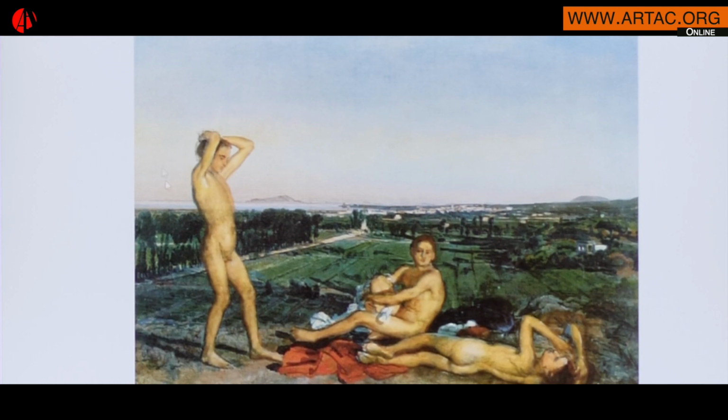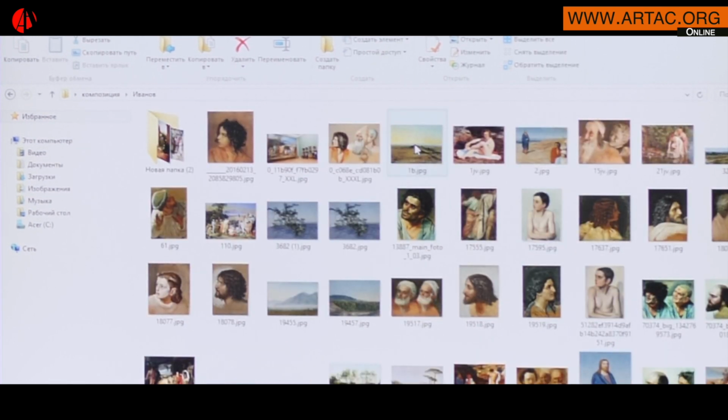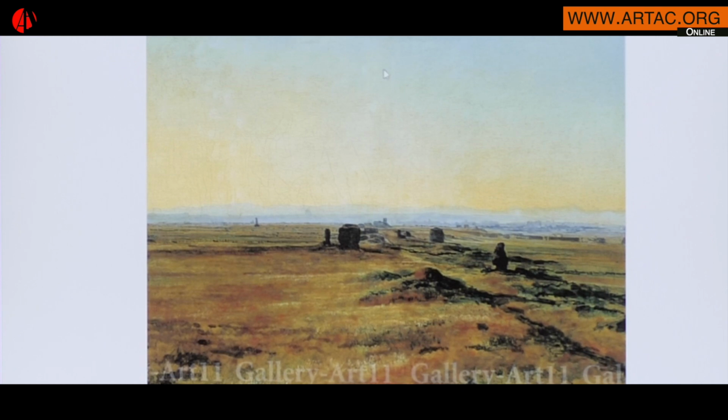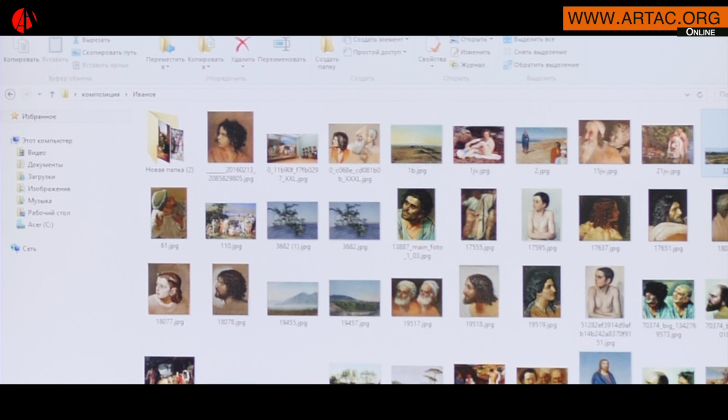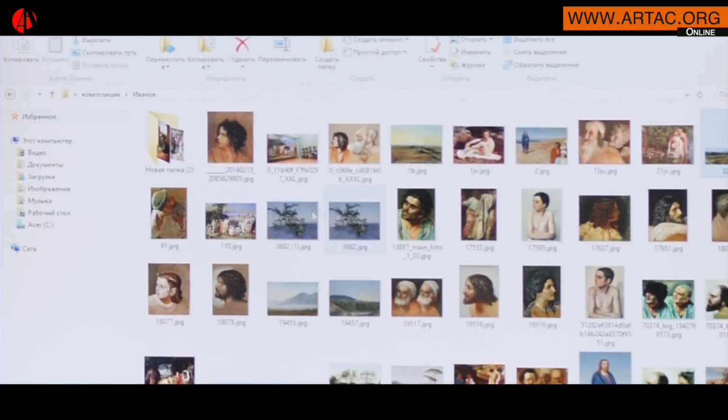Here we can see how he depicts a group of nude boys on a landscape. And the landscapes themselves: he was looking for a color scheme and a compositional solution as well. Would it be a day or an evening?